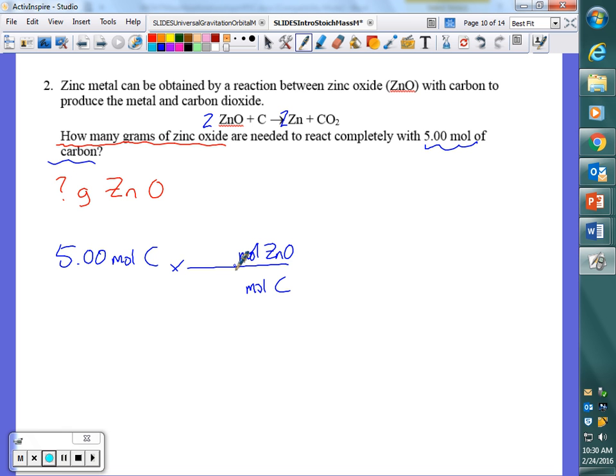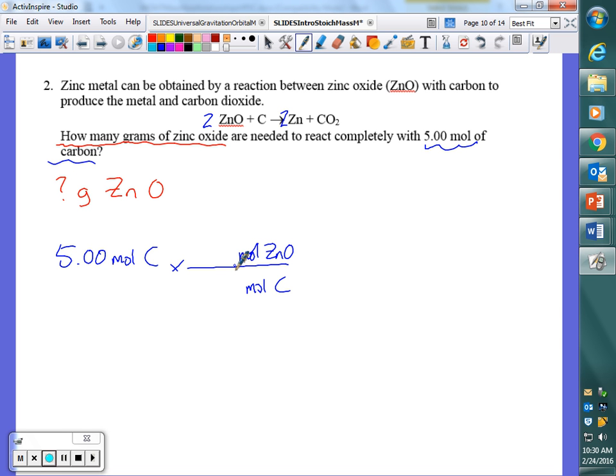I don't know what that is. It's what we're trying to get. No, I got it. Look at this right here. 1 mole of carbon on the bottom, and then 12.01 grams of carbon on top.